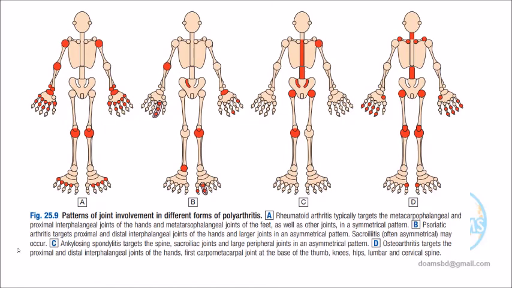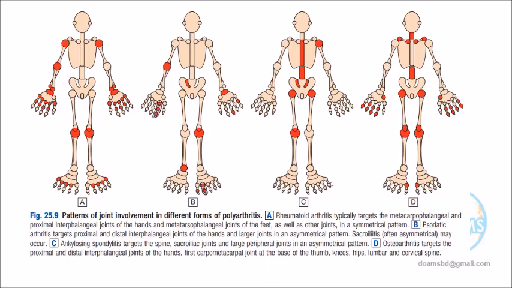Patterns of joint involvement in different forms of polyarthritis. In A, rheumatoid arthritis typically targets the metacarpophalangeal and proximal interphalangeal joints of the hands and metatarsophalangeal joints of the feet, as well as other joints, in a symmetrical pattern. B. Psoriatic arthritis targets proximal and distal interphalangeal joints of the hands and larger joints in an asymmetrical pattern. Sacroiliitis, often asymmetrical, might occur.